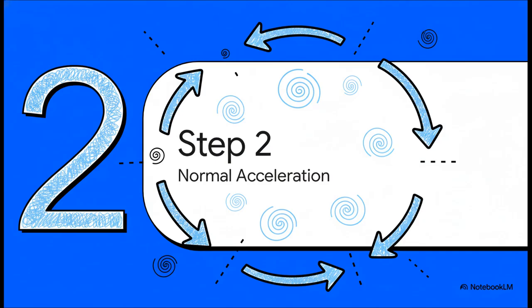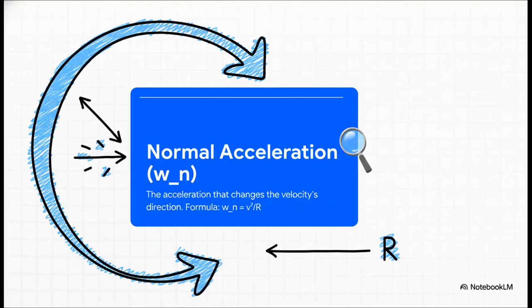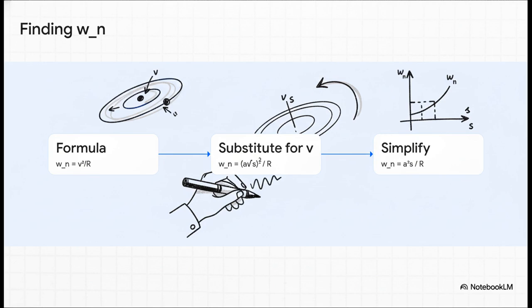Remember, this is the component that's doing all the turning. Now this one's probably a bit more familiar if you've done any circular motion problems. The formula for normal or centripetal acceleration is just v squared divided by the radius r. This calculation should be a lot more direct. And yeah, this one's much more straightforward.